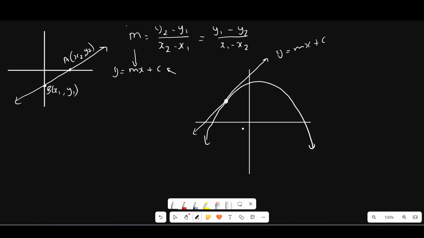Remember in this case here, whenever we want to determine the gradient of a straight line, we basically use 2 points, but in this case 1 point. In most cases here, they will only give you this point here on the graph, right? So you have to determine how you calculate the gradient in this case of the straight line there.